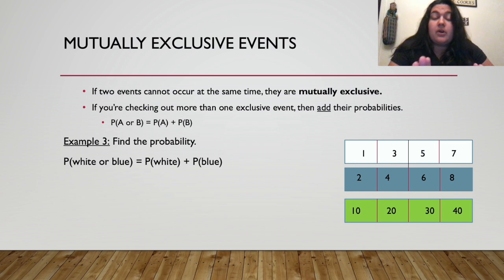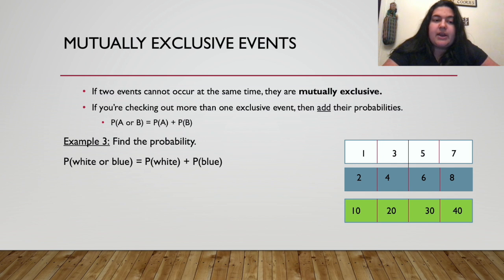So before we do any of this, we have to find out what our possible outcomes are, our total possible outcomes. So I have 4 numbers here, 4 numbers here, 4 numbers here. That is 3 groups of 4. That makes 12 possible outcomes. So that is going to be on the bottom of our fraction.